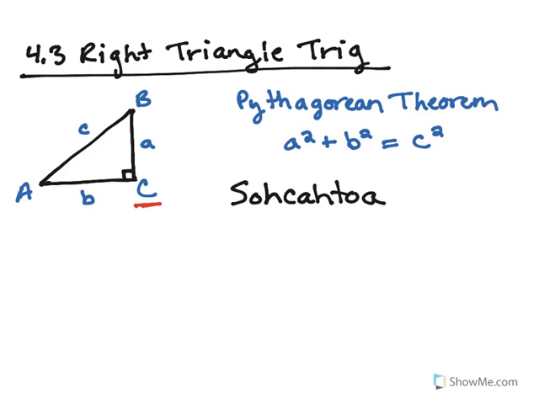So if we pick an angle theta in the triangle, so it could be angle A, it could be angle B, then sine of theta is the opposite side over the hypotenuse. That's what the SO part of SOHCAHTOA stands for. Sine is opposite over hypotenuse.